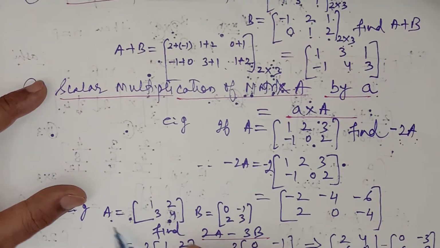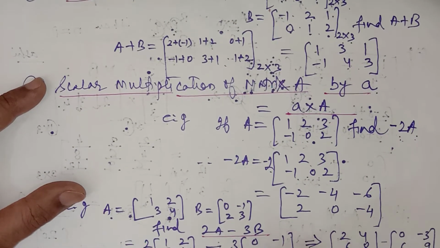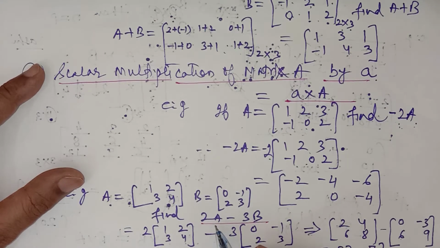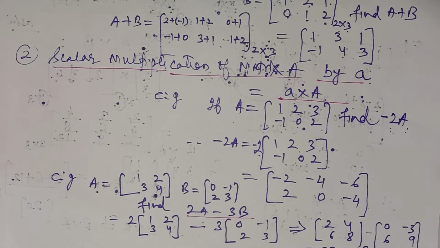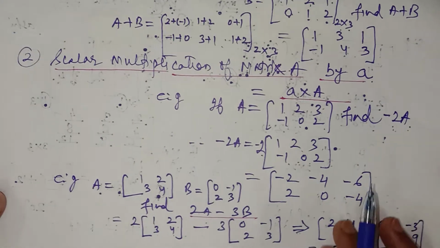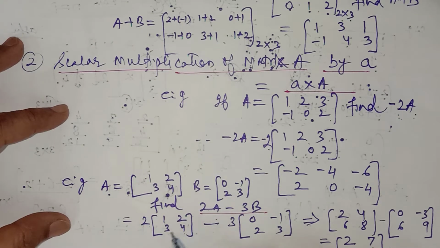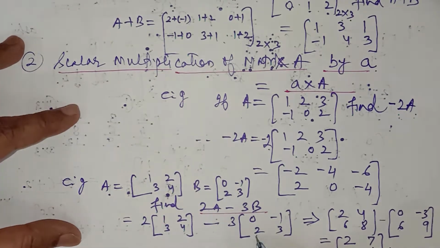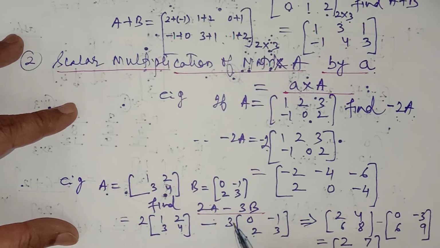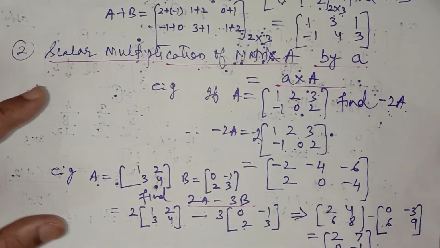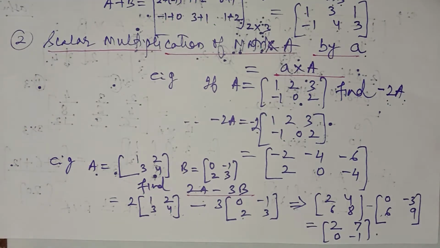Now suppose we have matrix A and matrix B, and you have to find 2A minus 3B. What does this mean? It means that you have to multiply the matrix A by 2, multiply matrix B by 3, and then subtract. Subtract means you have to subtract the corresponding elements, as we do in the case of addition of matrices.